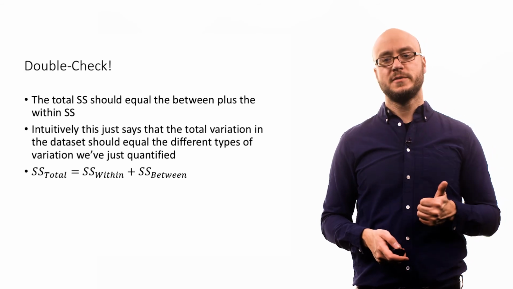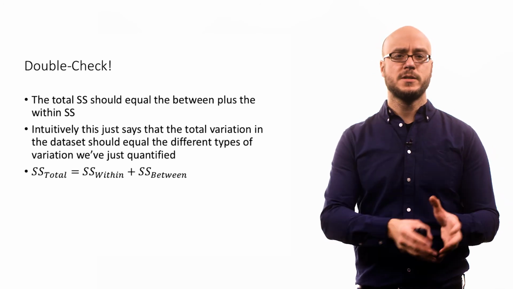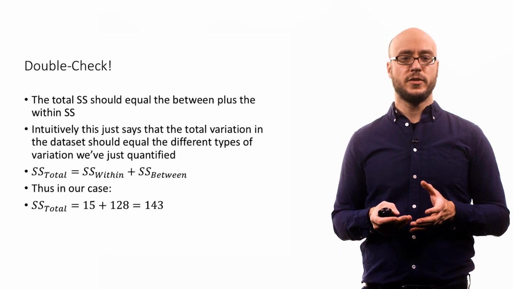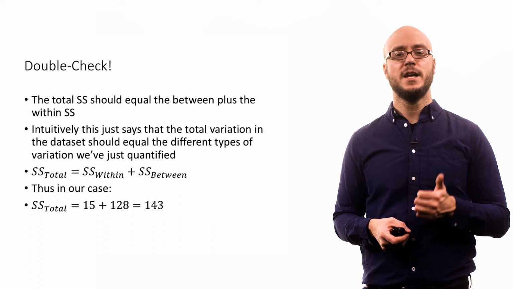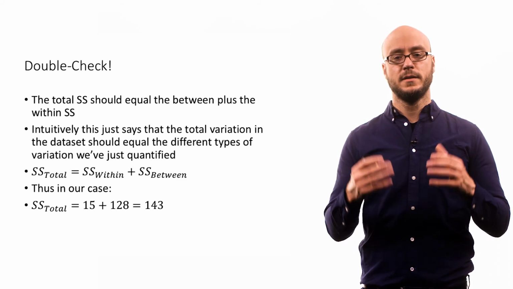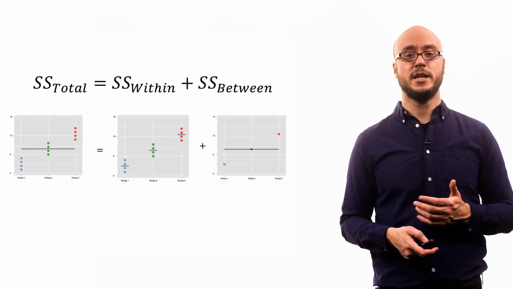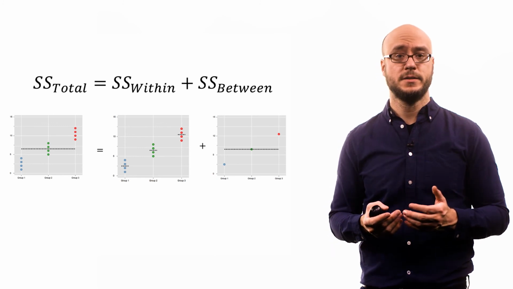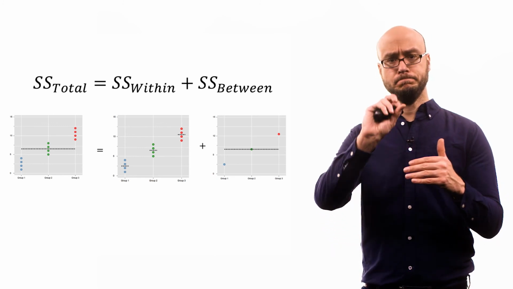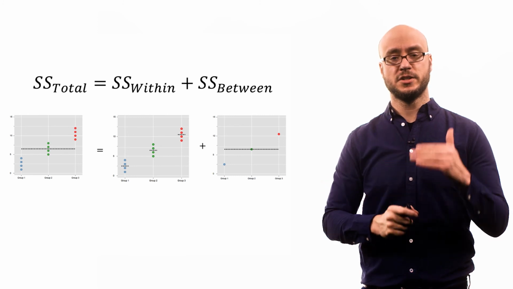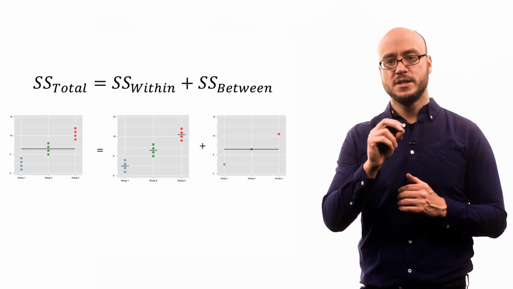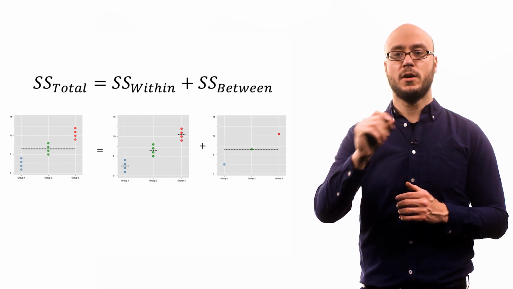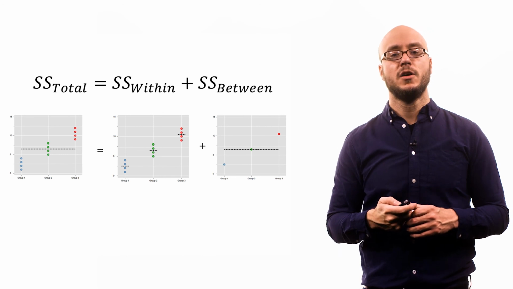So we say the total sum of squares will equal the within sum of squares plus the between sum of squares. In our case, the total sum of squares is 143, the within sum of squares is 15, and the between sum of squares is 128. That's true. 15 plus 128 equals 143. Visually, it looks like this. The total sum of squares, all the squared distances for all these observations from the grand mean, will equal the squared distances for each of those group means plus the squared distances of each group mean from the overall mean weighted by the sample size for each group.